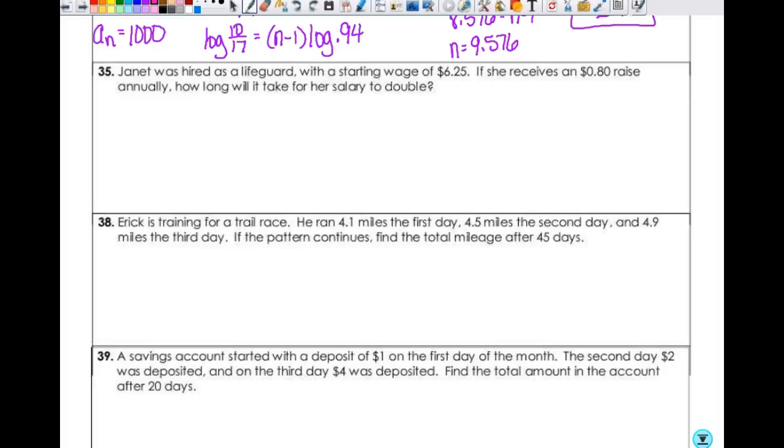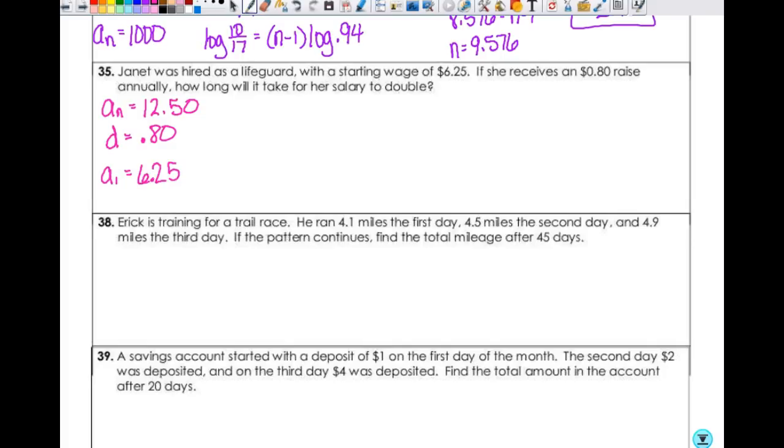And when her salary doubles, that means AN, which we're looking for because we want to know N. When I double that 6.25, that's going to give me 12.50. It's going to change by 80 cents because I'm adding that 80 cents, right? Oh my goodness, that's D, I'm sorry. D is equal to 0.80, okay, because that's the common difference. You add 80 cents every year. And how long will it take for her salary to double? Well, A1 then is 6.25.